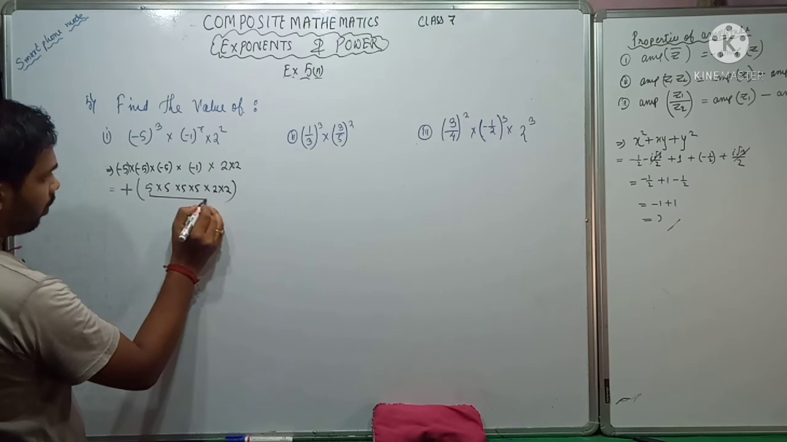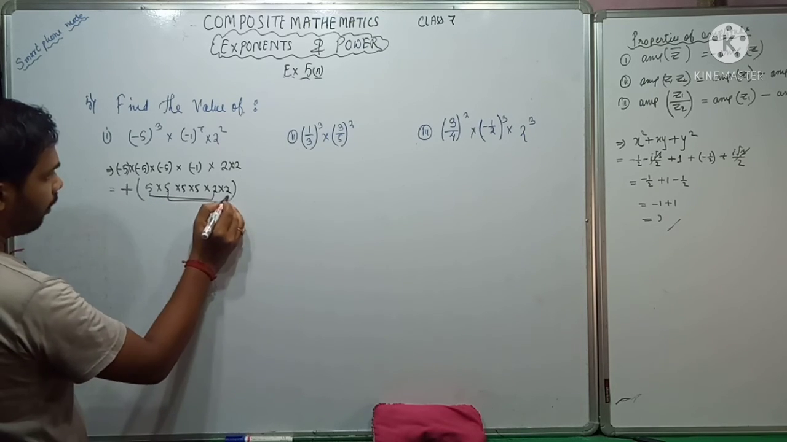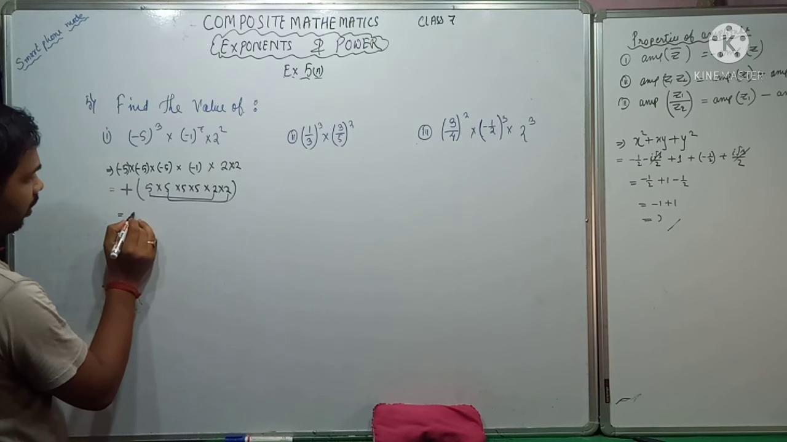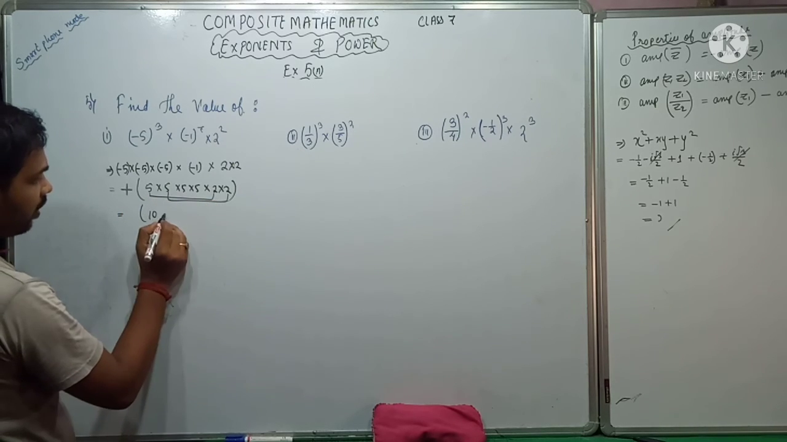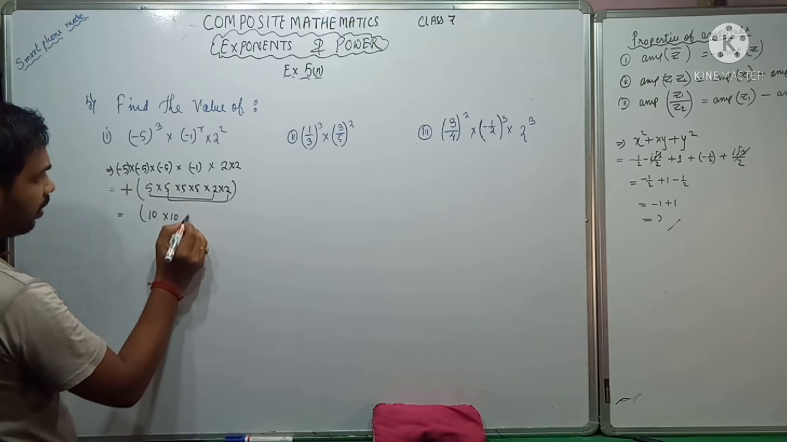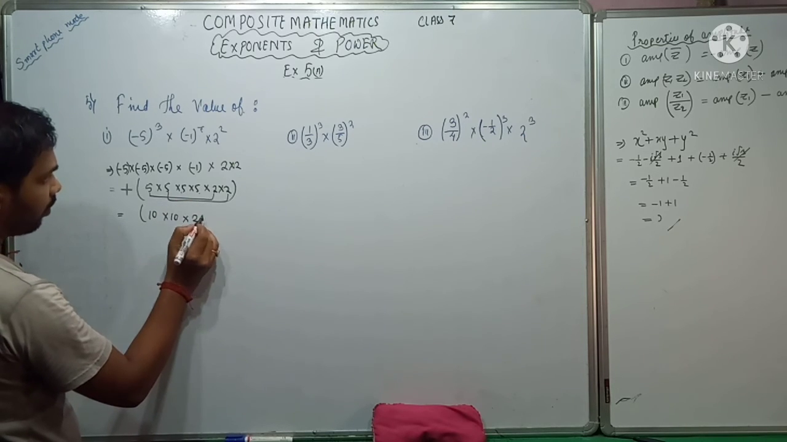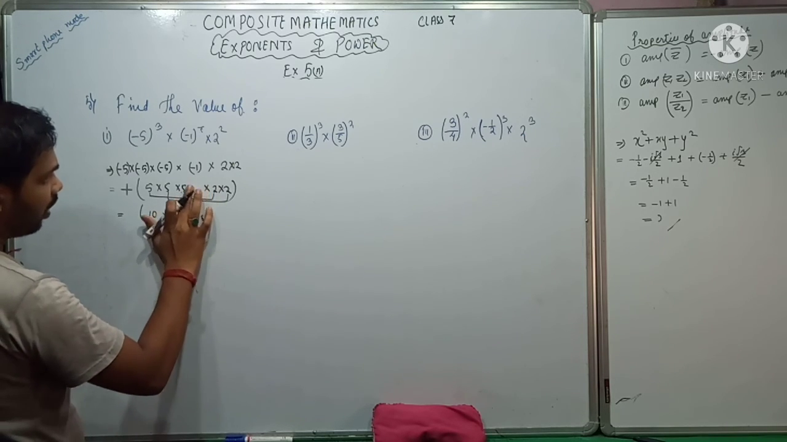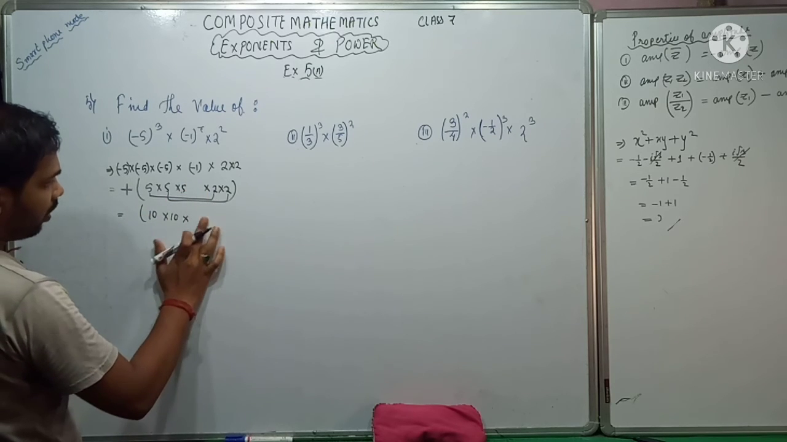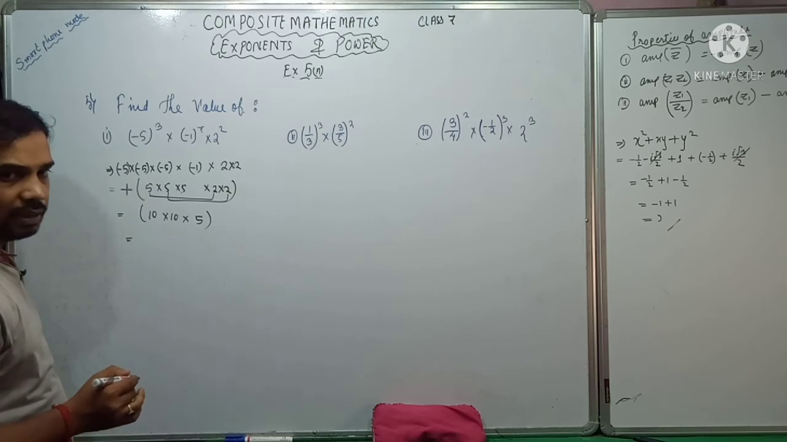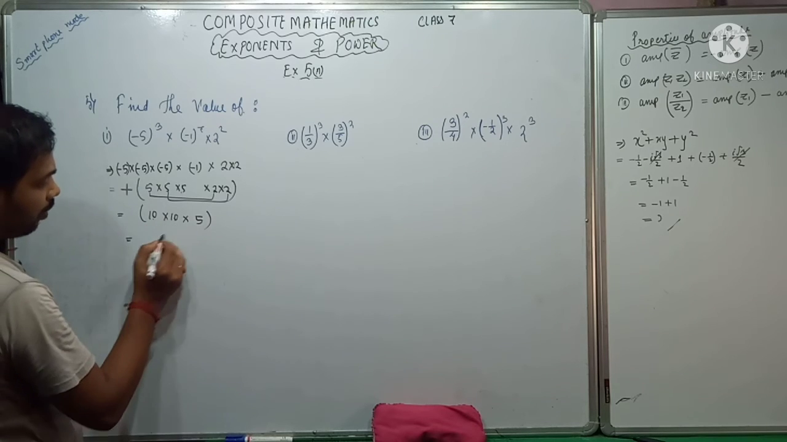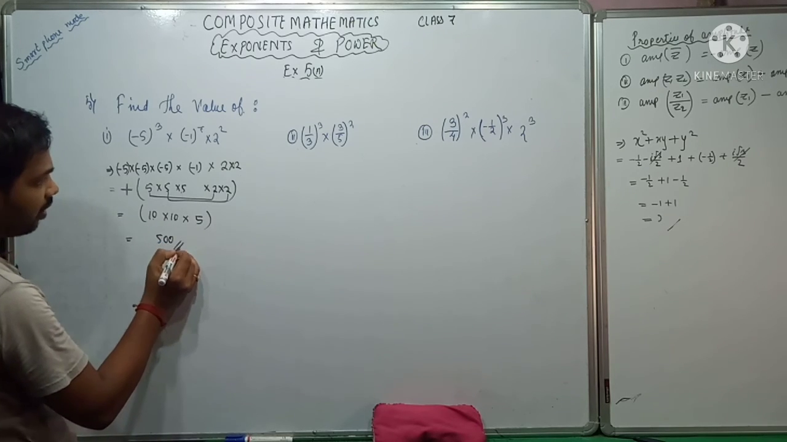So 5 into 5 is 25, again 5 into 5 is 25, and 2 into 2 is 4. So you can group and multiply and it will be easier. So 25 into 25 is 625, and 625 into 4 is 2500. So that is our result.